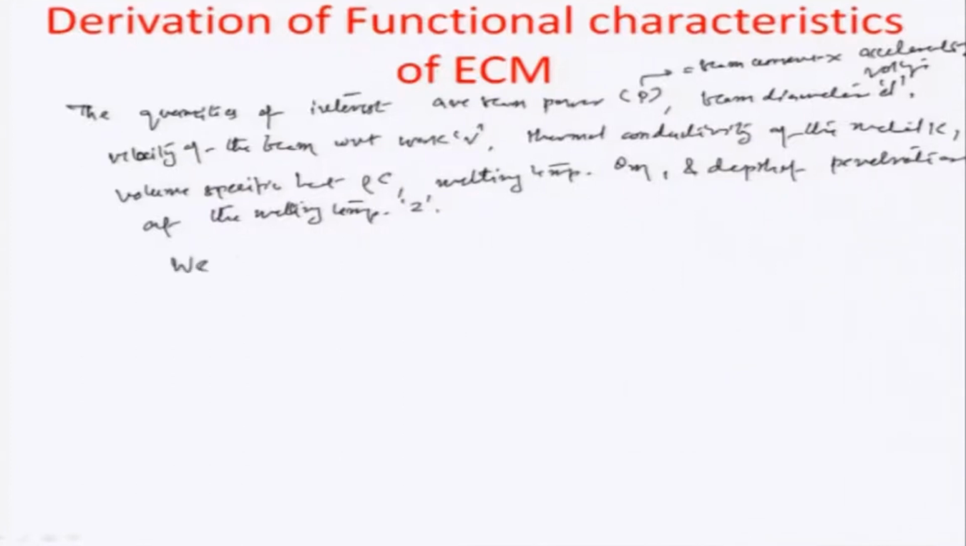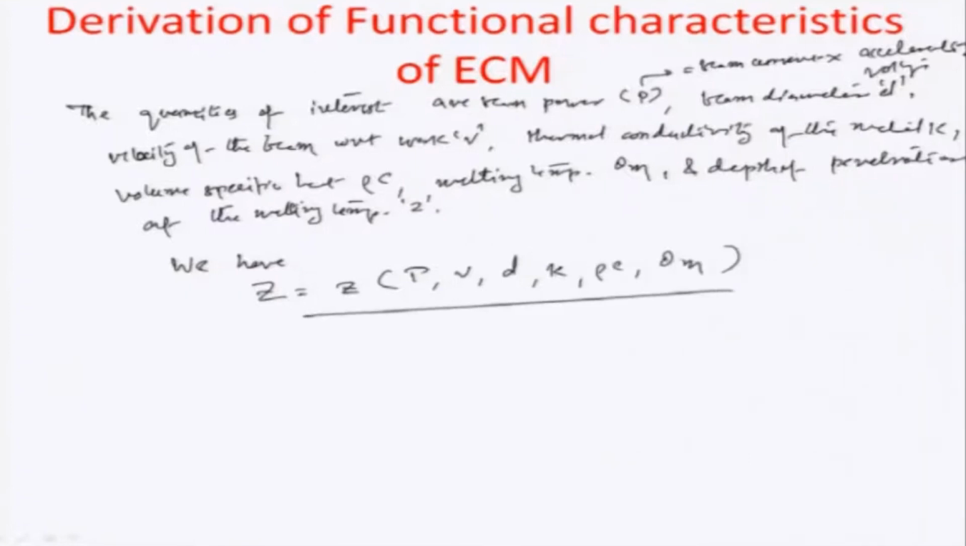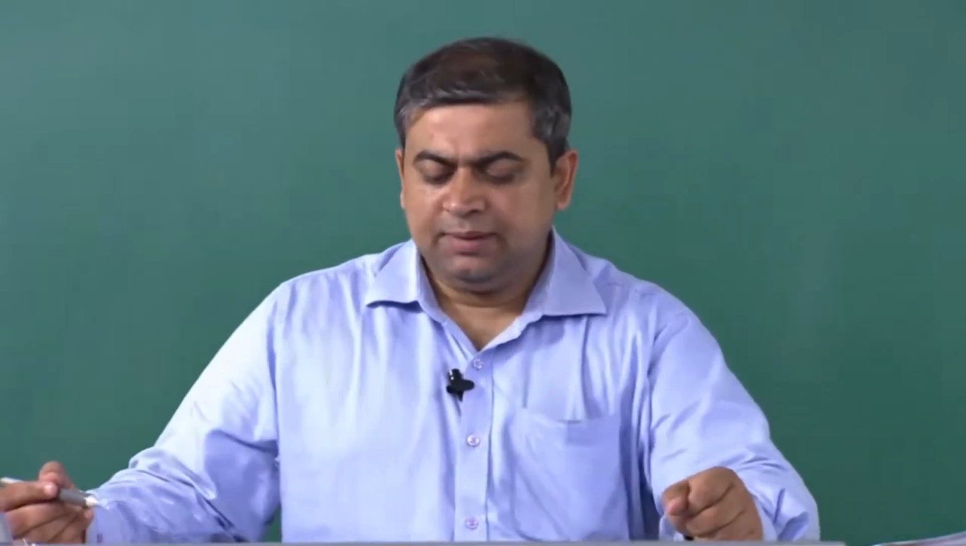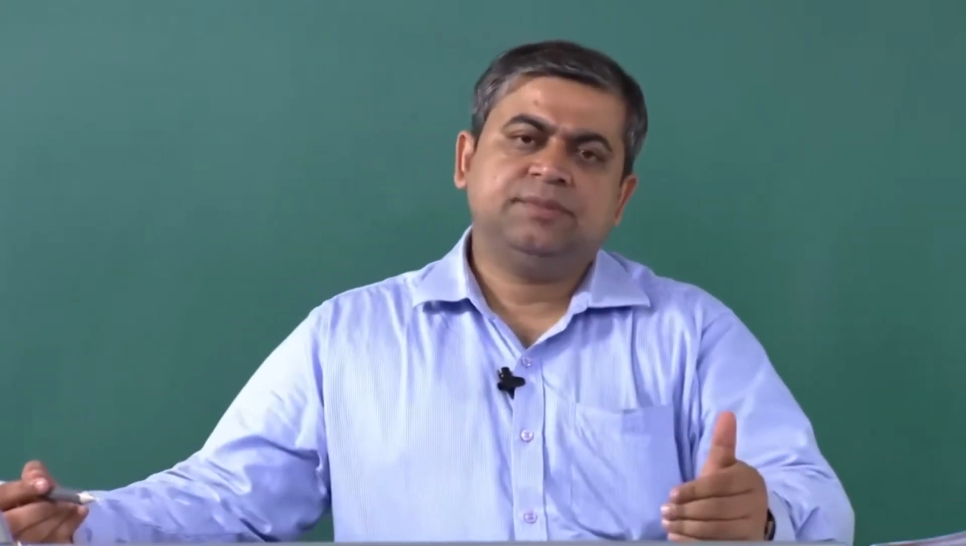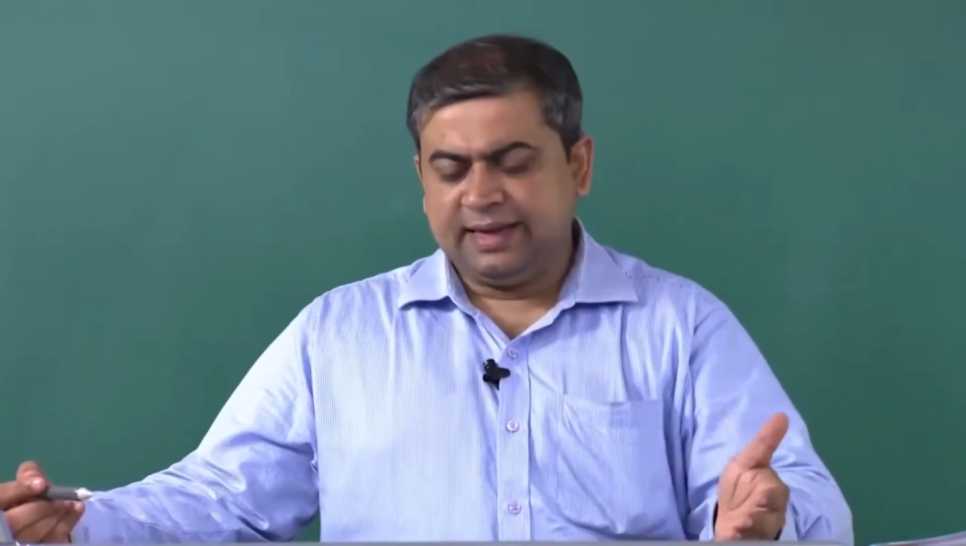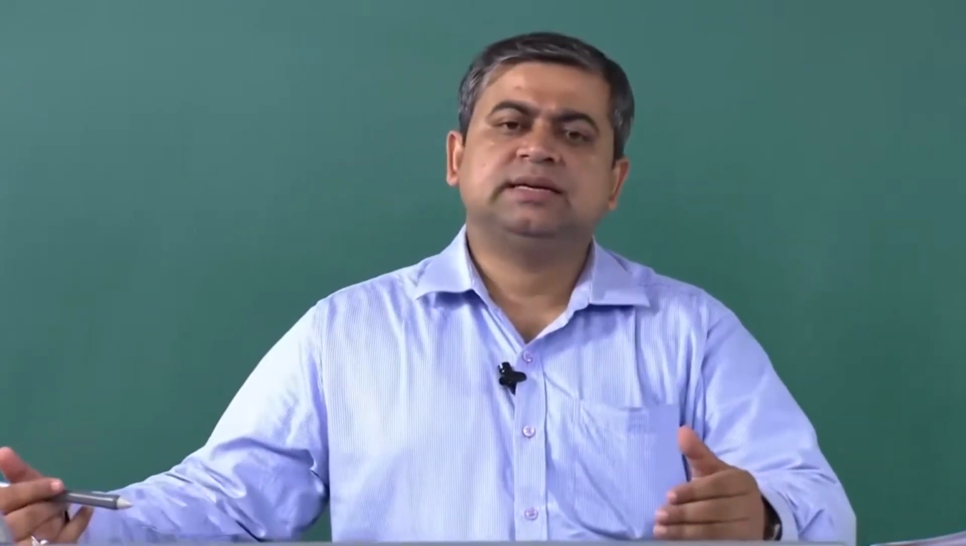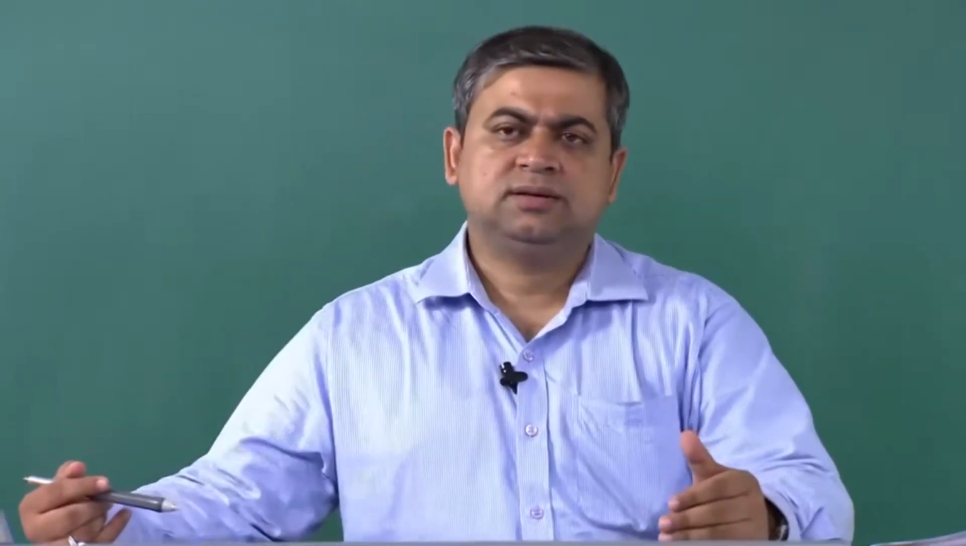So, we have z is equal to a function of so many different things: the beam power, the rastering velocity, the beam diameter, the thermal conductivity of the material, the volume specific heat, and finally, the melting temperature of the material. So, the idea behind this dimensional analysis is to, step by step, first express all the independent parameters, like in this case you have the beam power, beam diameter, rastering velocity of the beam, etc., into the basic dimensions.